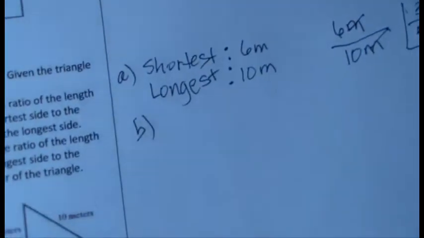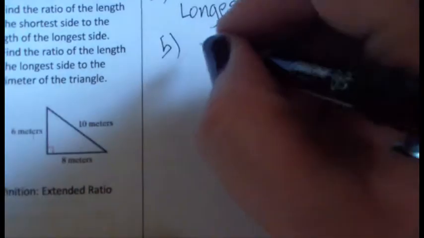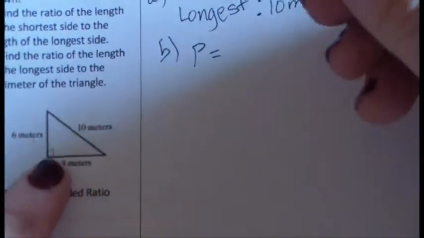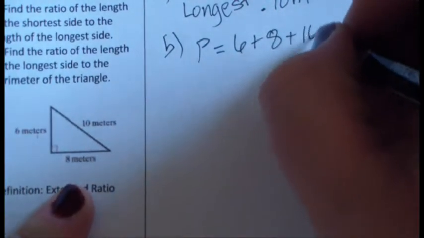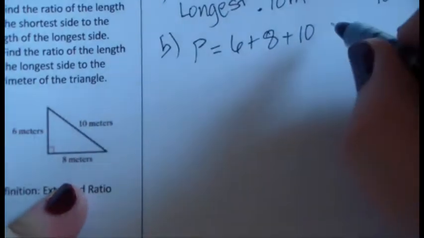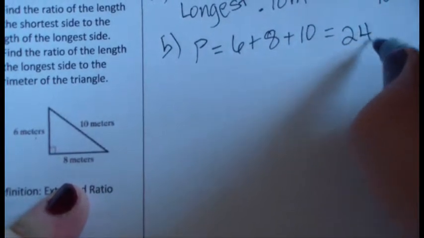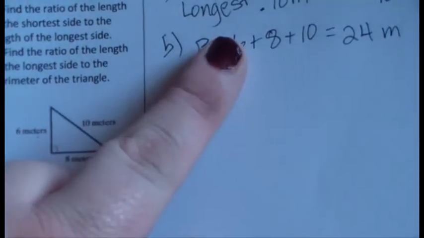Now part B, again we're doing a perimeter with this one. There's no real formula for perimeter of a triangle. Just remember perimeter is the entire length around the triangle, so we're just going to add all those side lengths together. So the perimeter is going to be 6 meters plus 8 meters plus 10 meters. So 6 plus 8 is 14, plus 10 is 24. So 24 meters.